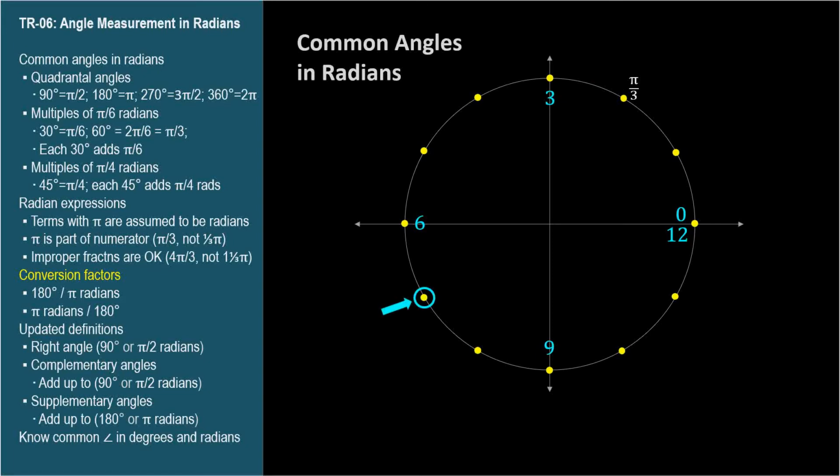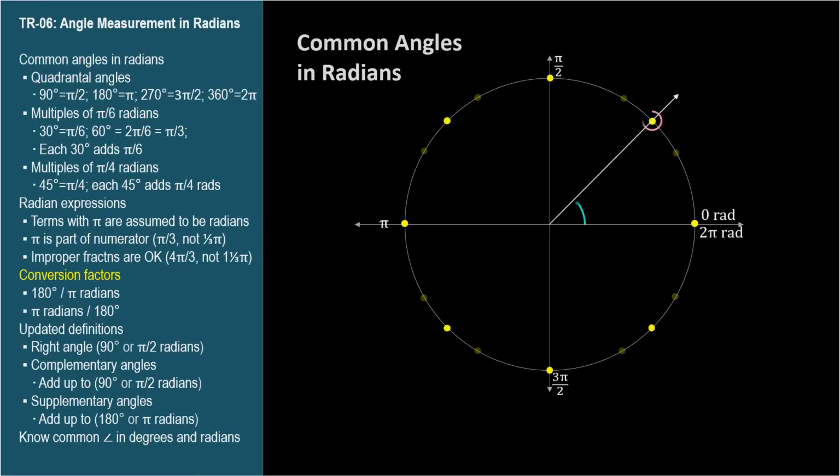What's this point's angle in radians? 6/6 plus 1/6 equals 7/6 pi radians, which cannot be reduced. One more, what's this angle? 9/6 plus 1/6 equals 10/6 pi radians, which reduces to 5 pi over 3 radians. It's easy with practice. Now let's look at the pi over 4 angles.